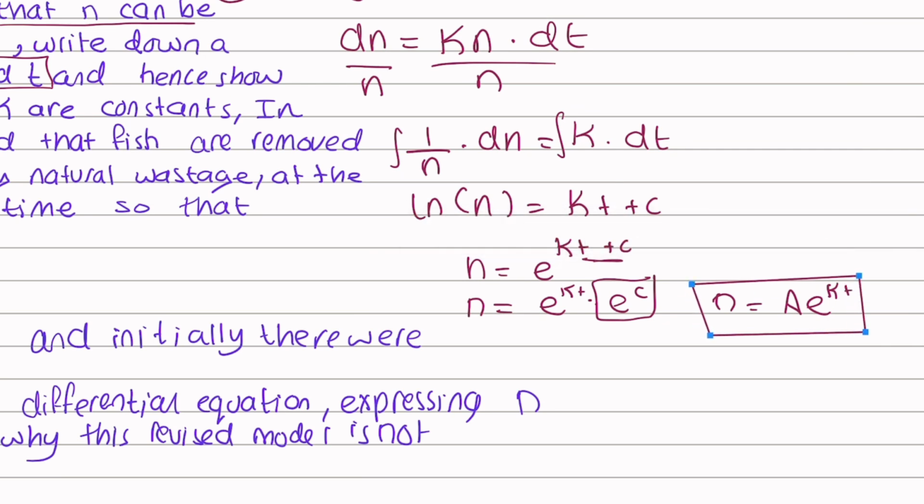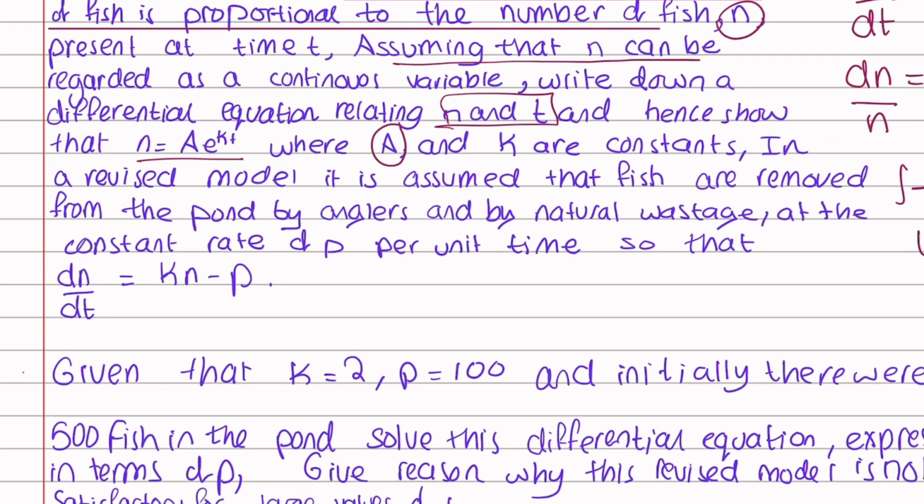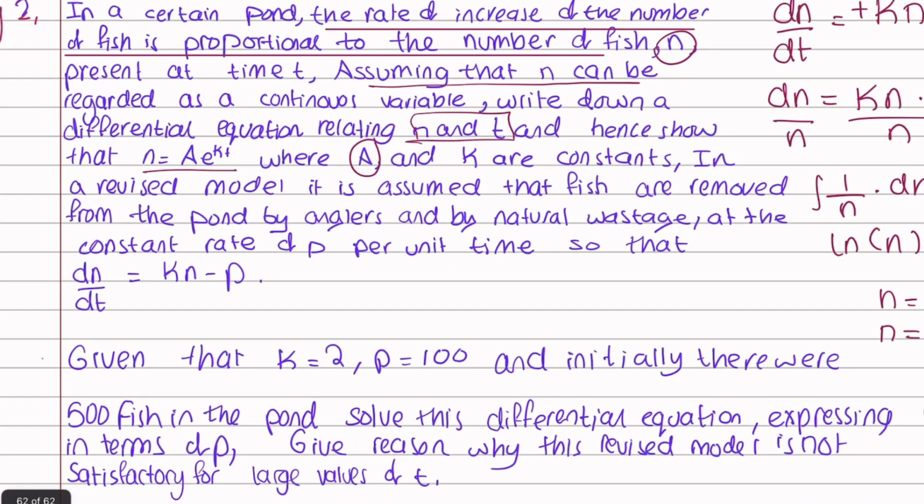Okay, now let's talk about what he has said after. Now, in a revised model, it's assumed that the fish are removed from the pond by anglers and by natural wastage at a constant rate of p per unit time, so that dn on dt is no longer equal to just k times n, it's equal to kn minus p.